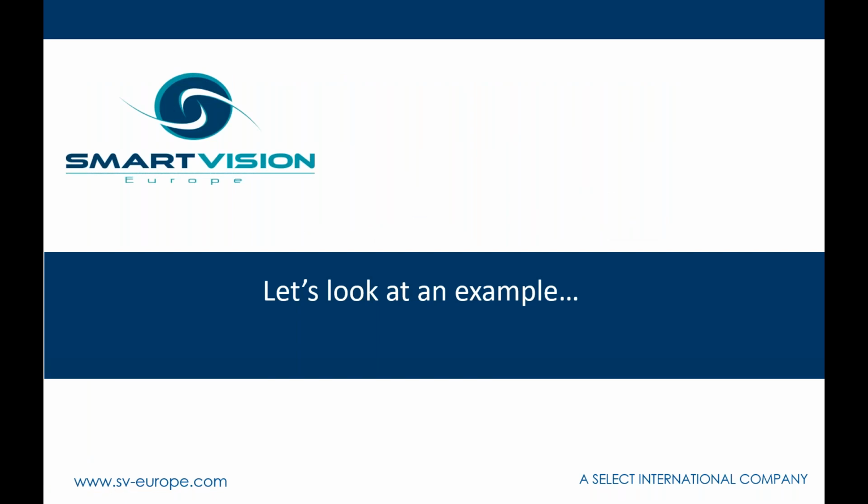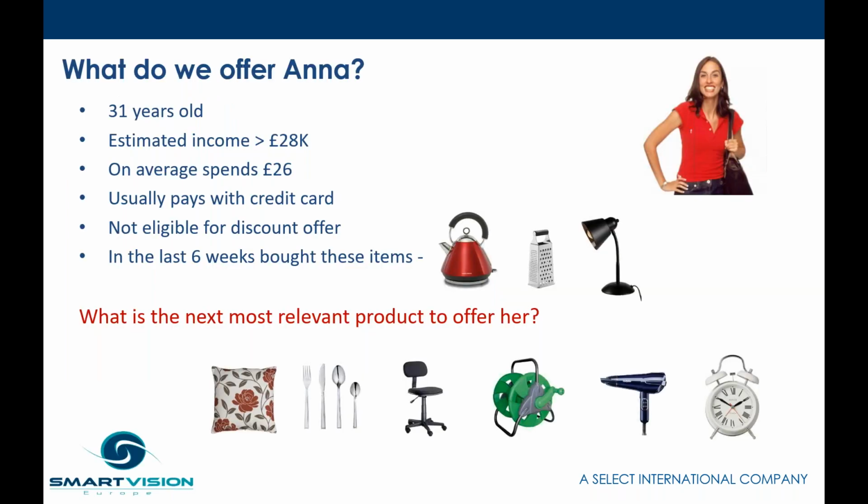So let's look at a specific example here. And here we have a really simple little example. We've got a person called Anna. She's 31 years old. And based upon some geodemographic information or some information about her purchase history, we estimate her income's around somewhere north of £28,000 a year. On average, when she comes to our website, she spends £26. She usually pays with her credit card, though she has in the past used her debit card. She isn't eligible for the discount offer this month because she hasn't spent enough money, or she hasn't been a customer for long enough. And in the last 6 weeks, she bought these 3 items.